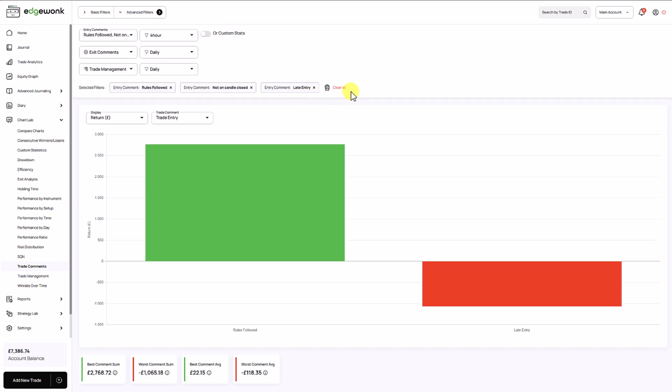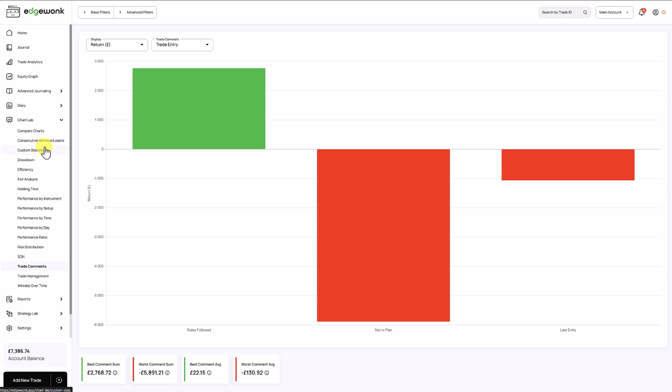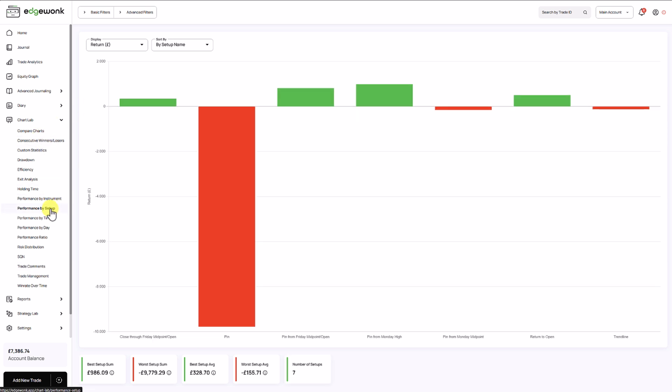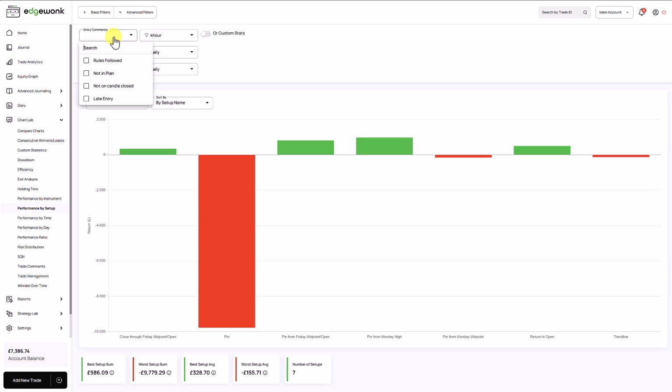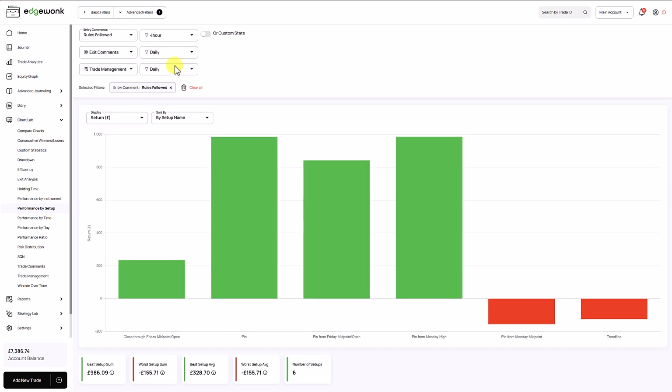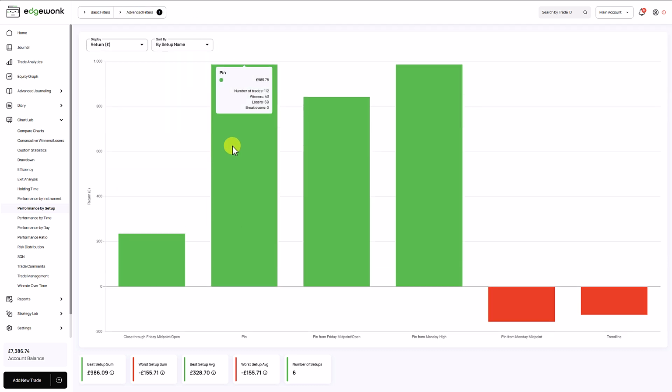So let's get rid of the filters, we clear them, and let's take a look at the setups that he's trading. And again, what stands out here is this huge major outlier, pin. And what he has here is a net loss of almost 10,000 pounds. But let's try to see what happens if we only look at the trades where he's following his rules. Suddenly, this pin setup becomes profitable and we go from minus 10,000 to plus 9,000. So again, this is a huge difference that makes the difference between winning and losing trader.